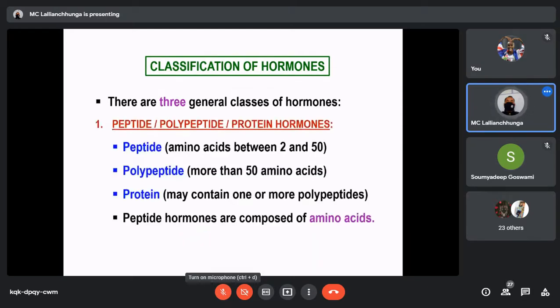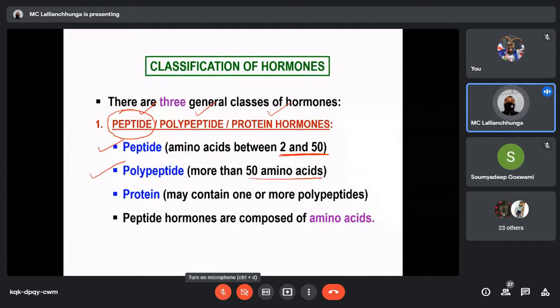Let's see the first one: peptide, polypeptide, or protein hormones. We can simply call this group peptide hormones, polypeptide hormones, or protein hormones, but most of the time they are called peptide hormones. A peptide is composed of amino acids. When the number of amino acids is between 2 and 50, they are called peptides. When it is more than 50 amino acids, we can call that molecule a polypeptide. A protein may contain one or more polypeptides, or even a single polypeptide may be called a protein.